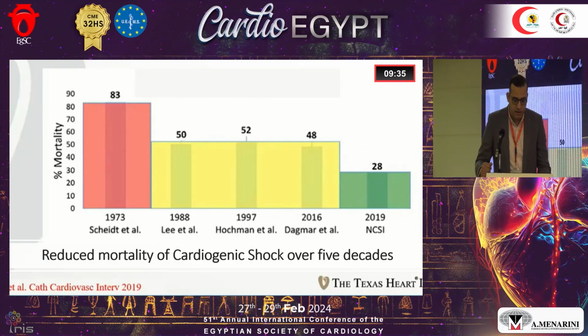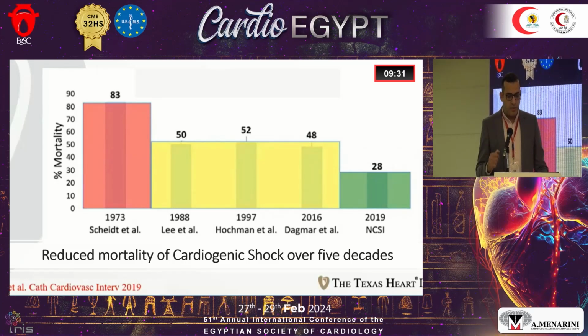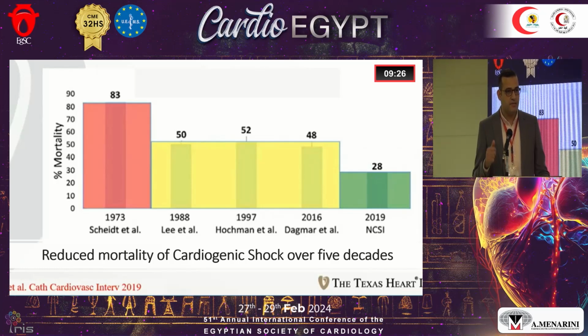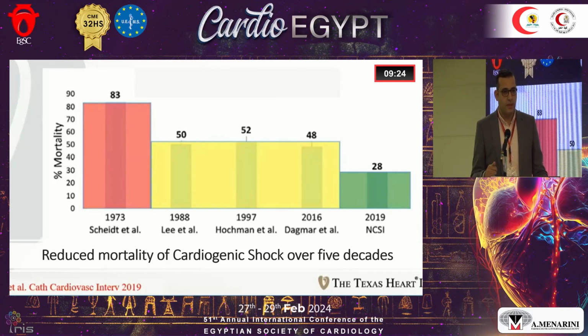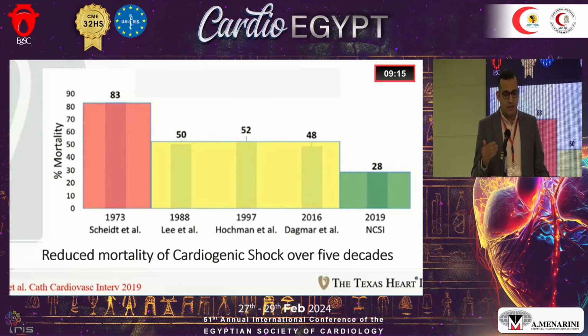Regarding mortality, in the last 5 decades, if we take a rapid look from 1988, there is the first drop in mortality. That was the time of the introduction of revascularization therapy. After that, mechanical circulatory support showed no improvement in mortality, and in 2019 there was also a drop in mortality, because of the cardiac shock team.